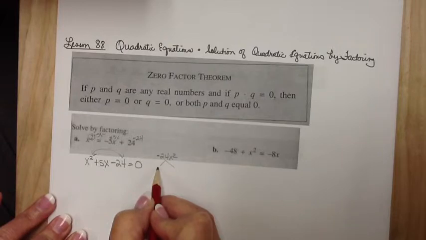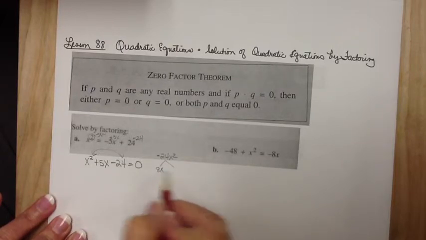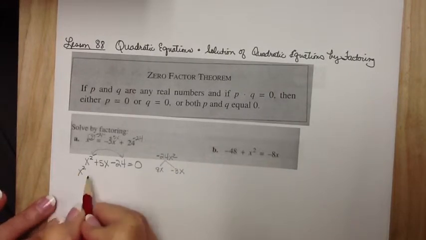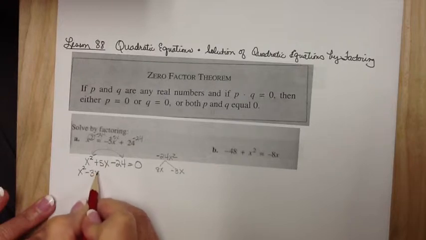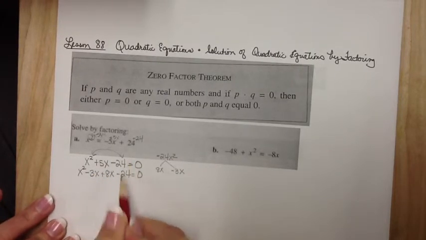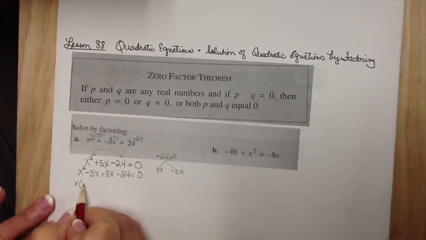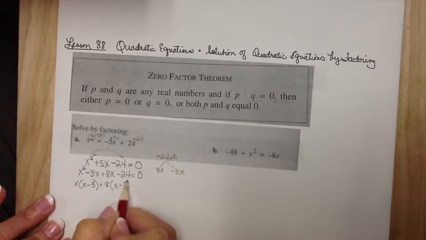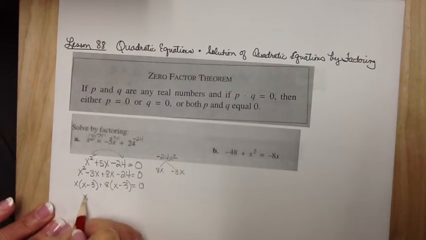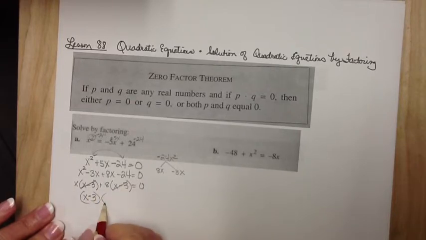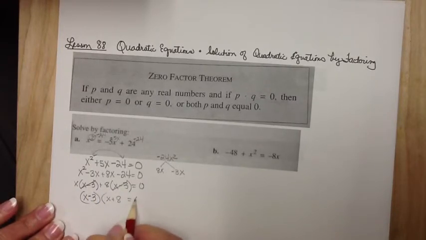So, 8x and a negative 3x. So if we write this, x squared minus 3x plus 8x minus 24 is equal to 0. Then factor. And so we have x minus 3 when we factor that out, and what's left is x plus 8.